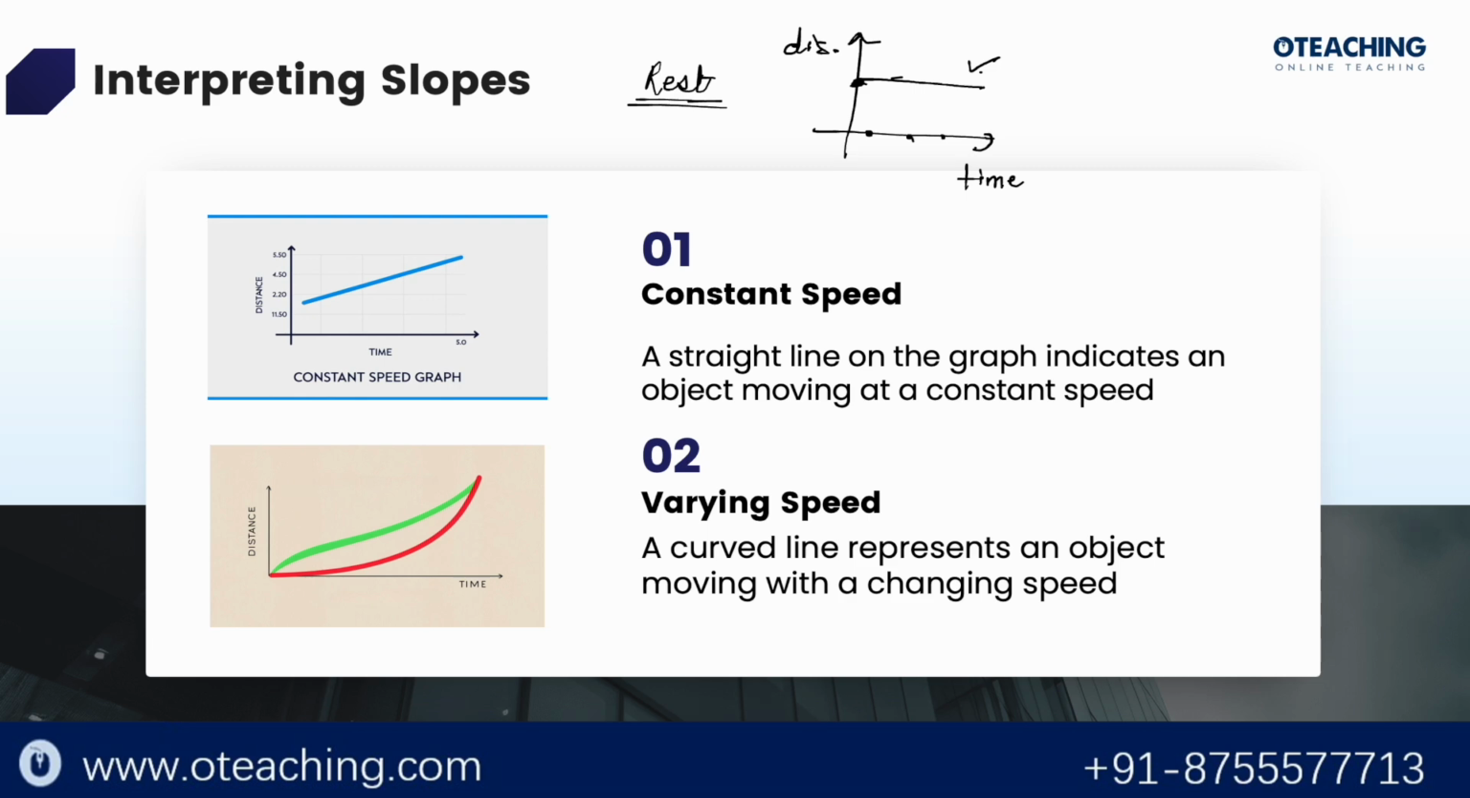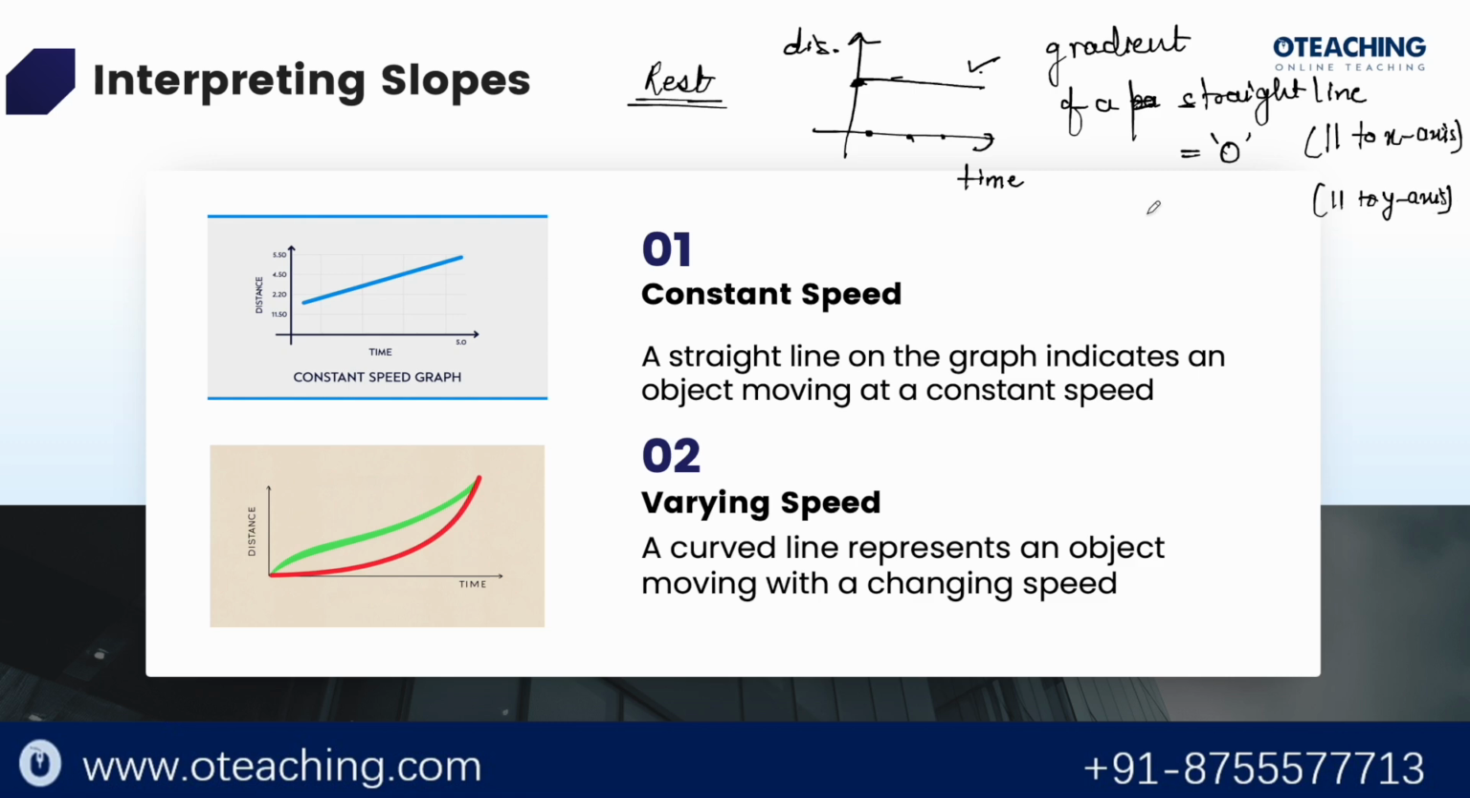And there is one query: what is the gradient of a straight line parallel to the axis? Yes, you guessed it right. It is 0, because it's a straight line parallel to the x-axis. Or I could talk about a line parallel to the y-axis. These lines are straight and their gradient, their slope, is 0.